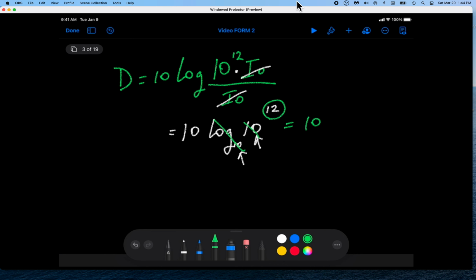So this becomes 10 times 12. Whenever we're multiplying, we know the number is going to get bigger. There's one 0 there, so we're going to make this number bigger by 1 decimal point, and it becomes 120. That's your final answer.